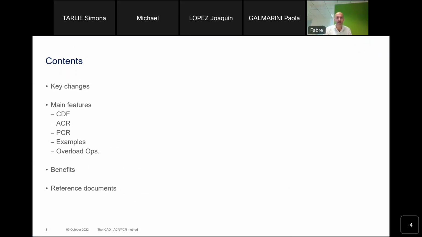So the first part will be a summary of the key changes. And then I will speak about the main features of the ACR-PCR system, with first the CDF, which is a core principle of the ACR-PCR system, but also of the rational method for pavement design. And I will give you, I think, 3 or 4 examples of PCR calculation, including one example dealing with overload operations. And I will finish my presentation with the benefits of the method and obviously the reference documents to know all details about the PCR method.